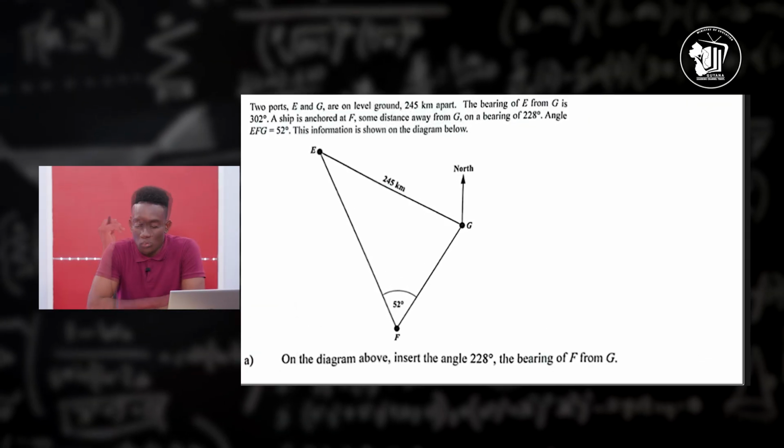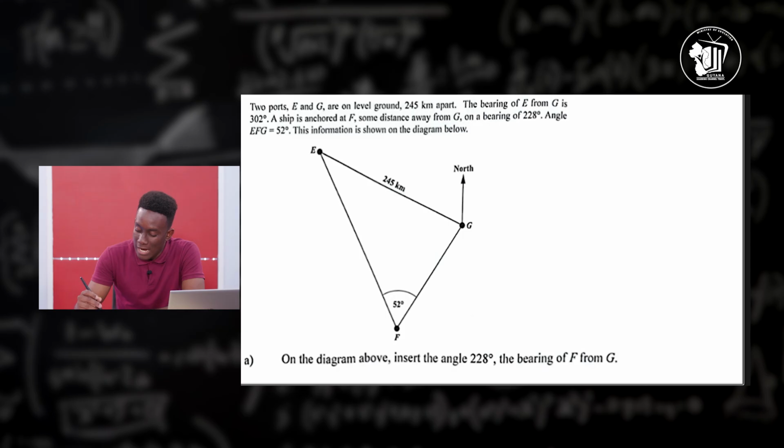In this video, I will be tackling some bearings questions, so let's head straight into the first question. The question says, two ports E and G are on level ground, 245 km apart. The bearing of E from G is 302 degrees. A ship is anchored at F, some distance away from G, on a bearing of 228 degrees. Angle EFG is equal to 52 degrees. The information is shown in the diagram below.